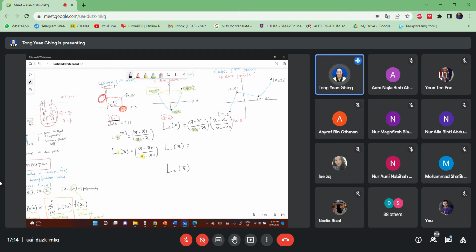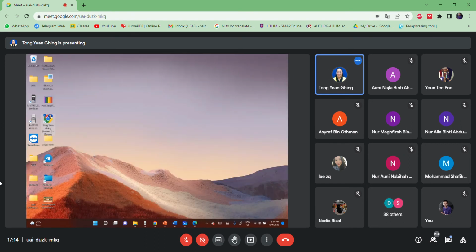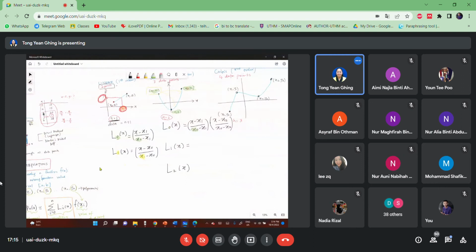So the same for L1 x, the weighting function of this one. Oh, sorry. Class, are you still with me? Am I talking alone? Is everyone still here? Okay or not? Everyone has gone blur.